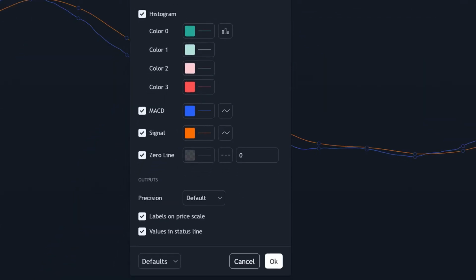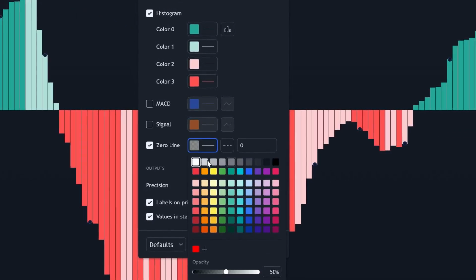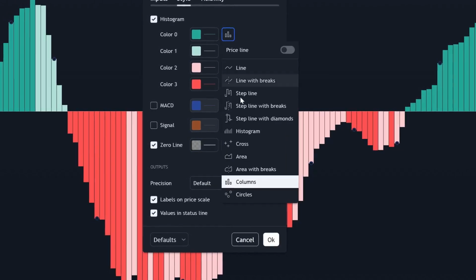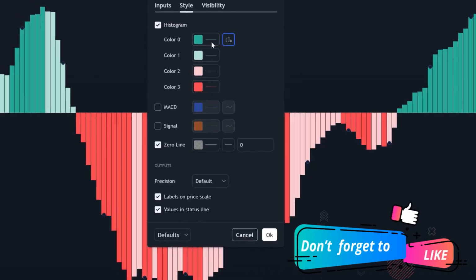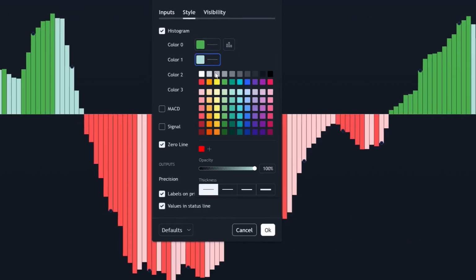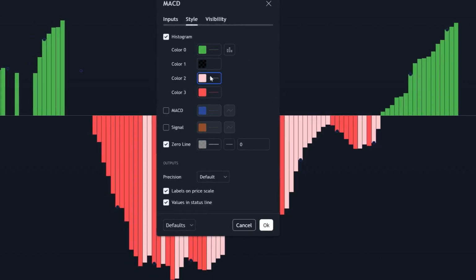Now let's move on to the Style tab. Here's where we'll give the MACD histogram a makeover. Set the MACD histogram to columns. Then make the first option green, turn off the second and third options, and make the last one red. We'll only need the histogram and the zero line for this strategy, so disable the MACD and signal options.